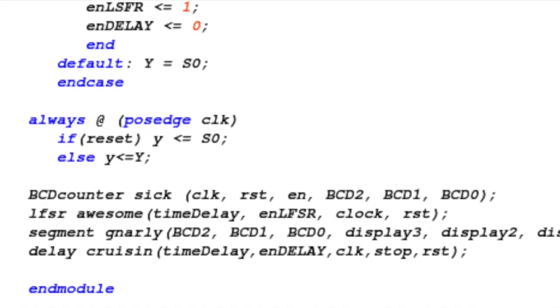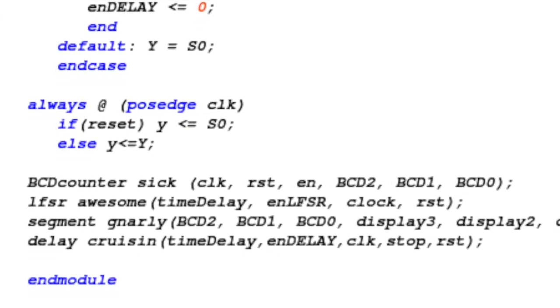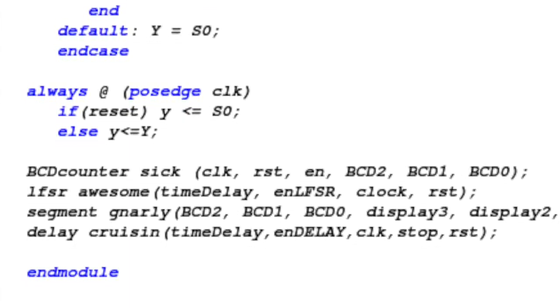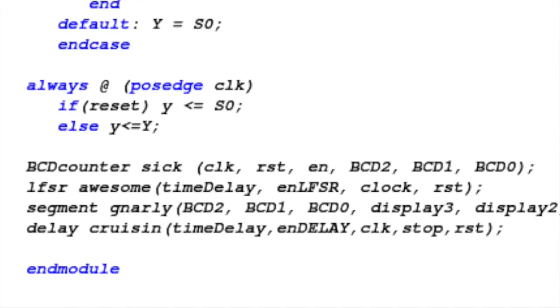So state 0 has everything off or on reset, and then once you push the button, it moves on to the next state, which turns on the enable for delay cruising.